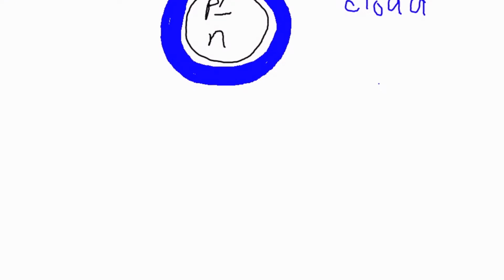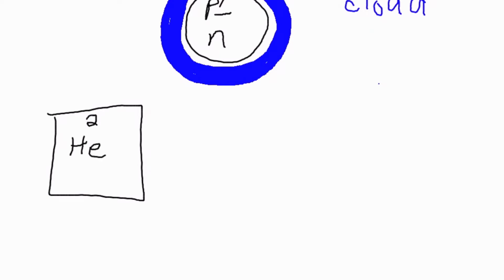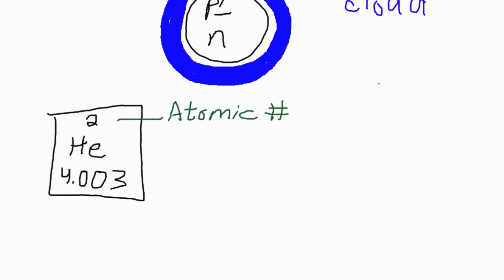When you look at a periodic table, you will notice that there is a lot of information given. For example, you have here, that I'm writing out, the periodic table entry for helium. At the top, you have the atomic number. The atomic number will give you the number of protons in the nucleus of that atom. So if I have an atom of helium, I have exactly 2 protons in the nucleus.